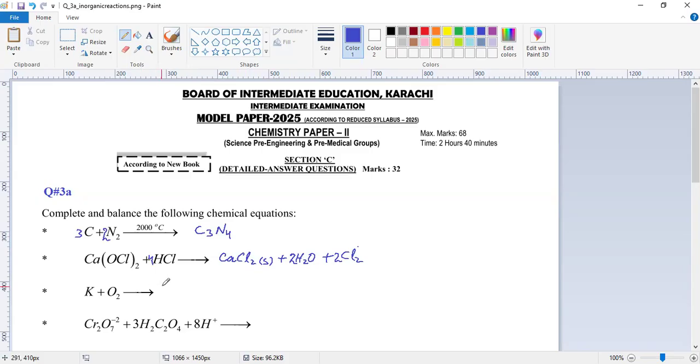Now this reaction is with potassium and oxygen. Potassium being very reactive, it forms superoxide. So the formula of superoxide is KO2, and balancing, no need to balance because it is already balanced.